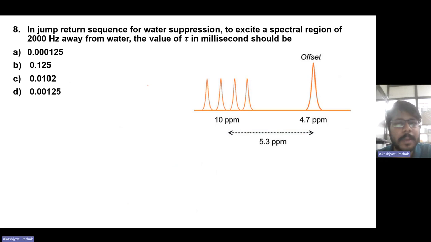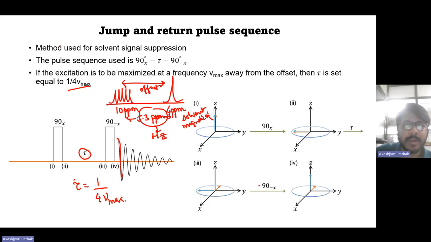Okay. So this is what I was explaining, what is offset. The desired frequency is the frequency of the sample. We want to record the frequency of the sample. But other than this frequency of the sample, the frequency which is present in the solvent, it can be water or DMSO or anything, that is the offset frequency. So here, this is the offset.